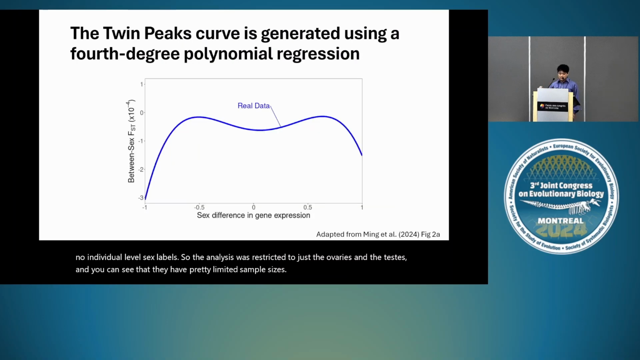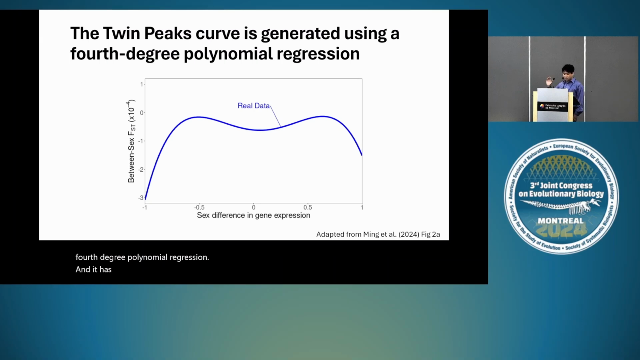So here's the curve of the original data using the original methodology, and you can see that it has this clear Twin Peaks pattern. What we're looking at is a curve generated using a 4th degree polynomial regression. It has between-sex FST on the y-axis and sex differences in gene expression on the x-axis.